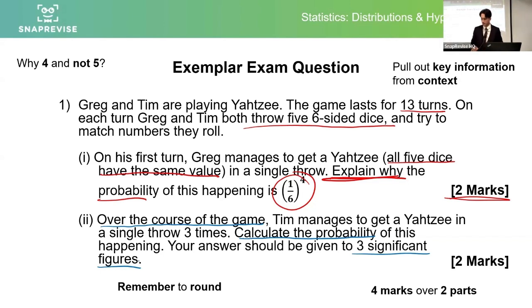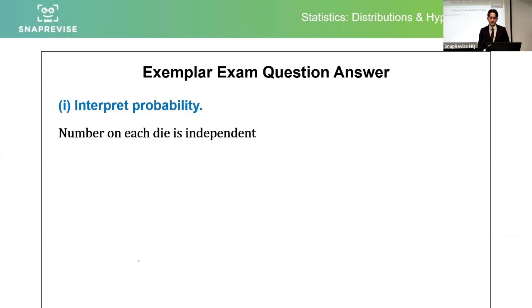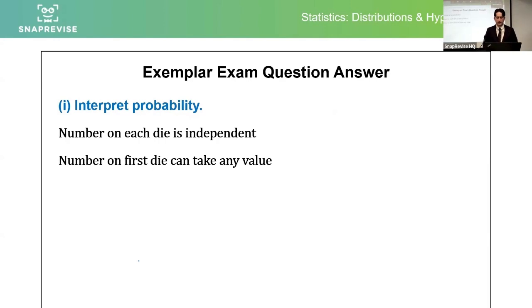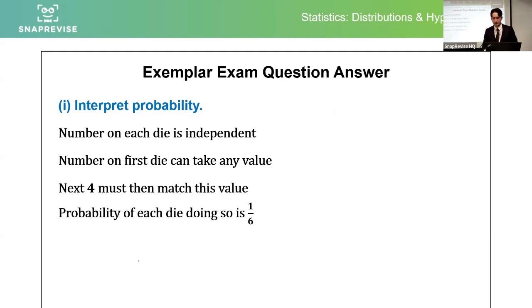Okay, so we'll start looking for it straight away. For part one, where we're looking to find the chance of all 5 dice having the same value, what we need to interpret is what's happening. So each die is independent. The first die can actually have any value. So when you were looking at it and thinking, why is it 1/6 to the power of 4 and not to the power of 5? Well, weirdly, it doesn't actually matter what we throw first. It matters that all the others are the same as it. So the next 4 must actually match this value. So the probability of each die matching that first die's value is 1 in 6.